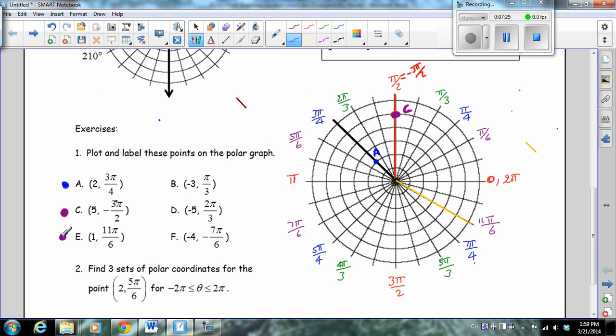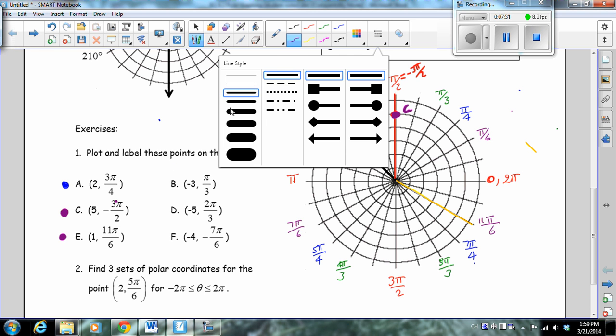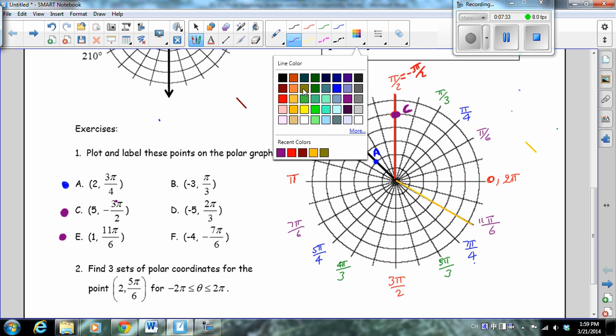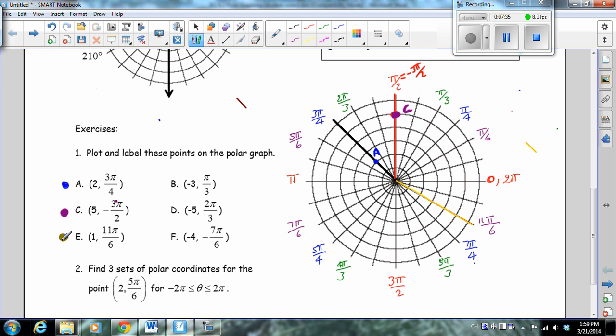So now that I located it, let me change this color to something different. I'll make it this different color anyways. Now I located 11 pi over 6, and it's 1 unit outward. Outward would be this way. So it's going to be located on this point, and I will call that point E. We do the same for B, D, and F.